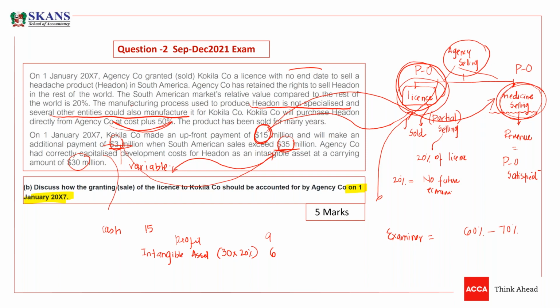you just need to write 60 to 70% of your answers.